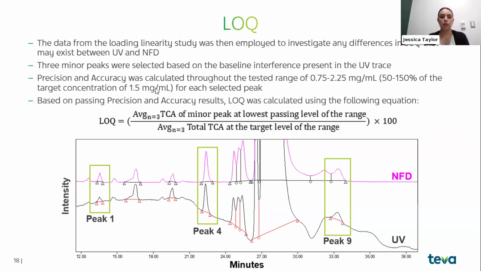So then for each of these peaks that we selected, we calculated precision and accuracy data throughout our tested range of 0.75 to 2.25 mg per mil. This represented 50 to 150% of our target concentration of 1.5 mg per mil. We then calculated our LOQ by taking the average area of our minor peak at the lowest level of the range that showed passing precision and accuracy data and dividing it by the average total area at the target level of our range.